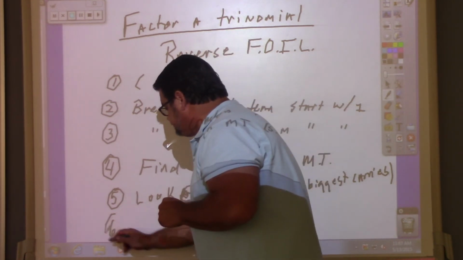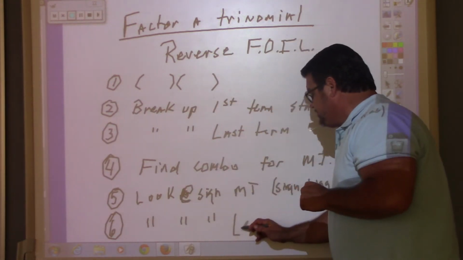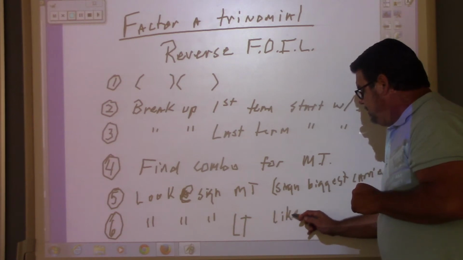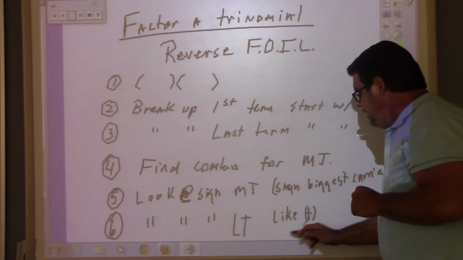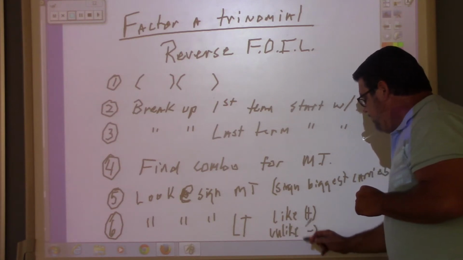6. Look at the sign of the last term. Like is positive, unlike is what? Negative. And you got to remember that from the FOIL method.